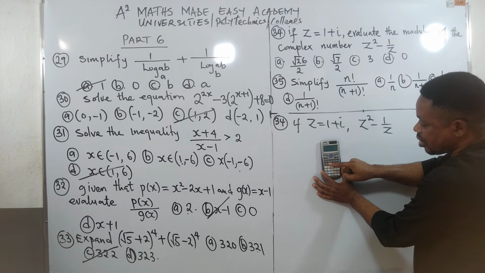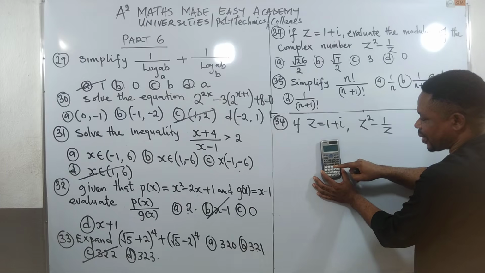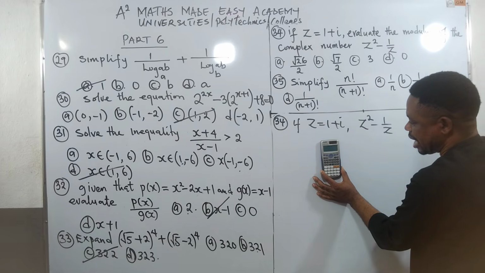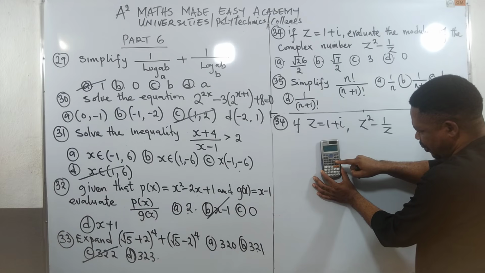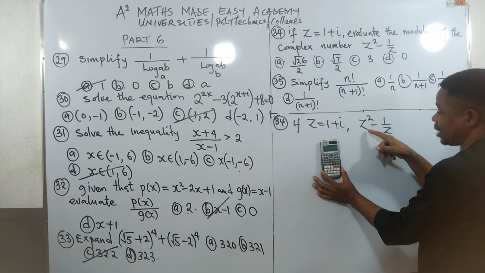It's already in complex. Punch ENG. I will appear. Then close the bracket. Are you with me? Then you now punch x raised to power 2. I am done with the first one. Am I communicating? Now look at the first one.